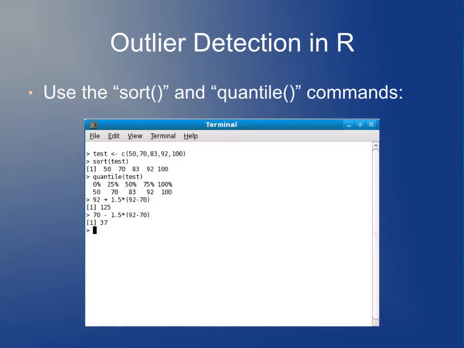And if you want to do this calculation in R, you can use the sort and quantile commands. I create this data set called test, which has the same data that I outlined on the previous slide. I sort it, I compute the quantiles, then I compute 1.5 times the interquartile range and add it to the third quantile and subtract it from the first quantile. We see that no data points are outside that range. I'll conclude there's no outliers in the data set.